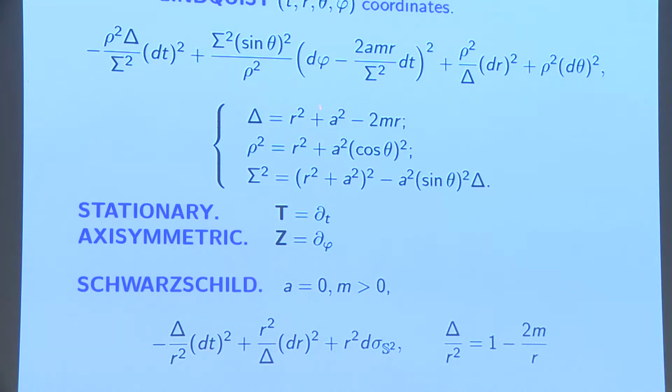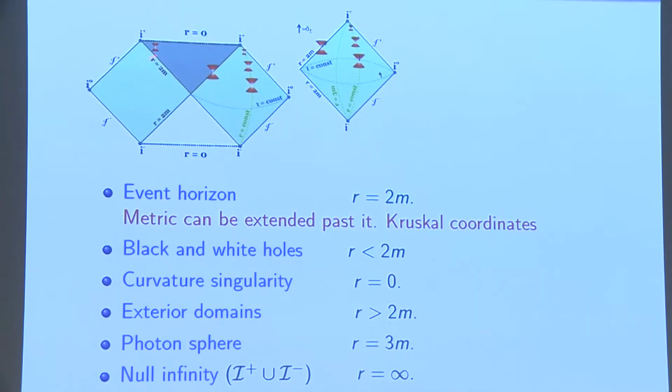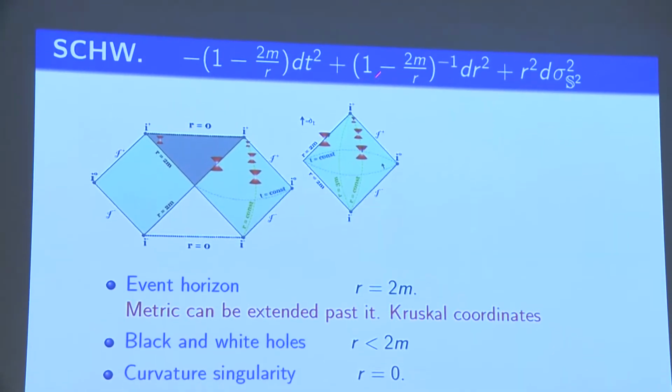Now the Schwarzschild solution is the particular case when a equals 0. The metric becomes much easier. You have this delta over r, but of course you have some kind of strange singularities. In this case it's very easy to see that when r is equal to 2m or r is equal to 0, this metric becomes singular. Now, the singularity at r equal to 2m is not a real singularity.